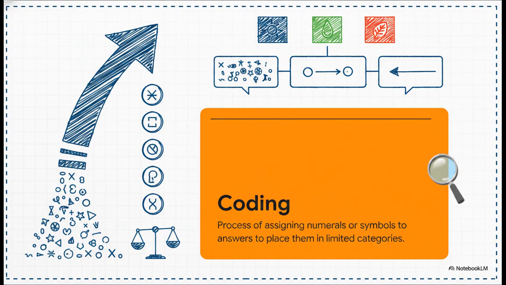They absolutely must be exhaustive, meaning there is a spot for every single data item. They must be mutually exclusive, so one answer fits into one and only one category. And they have to be unidimensional, meaning each class is defined by just one concept. No mixing apples and oranges.